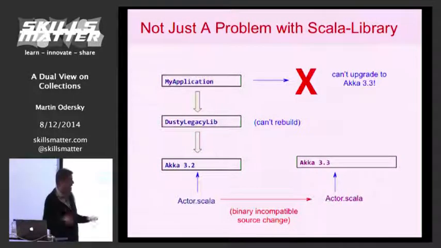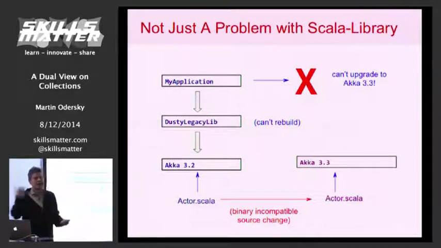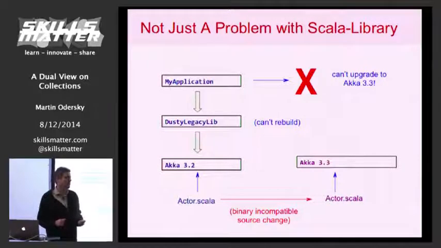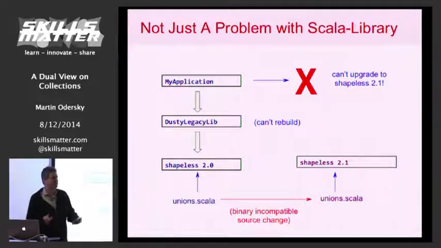So you could very well have a situation where, let's say, your library relies on some version of Akka, and you upgrade Akka in a binary incompatible way, and you have exactly the same problem. Or you could have exactly the same problem with shapeless. If your library relies on shapeless in something and you upgrade it in binary incompatible ways, then things will break.